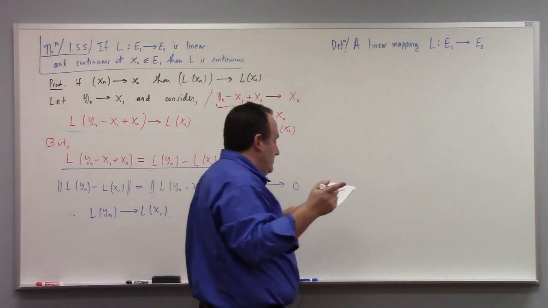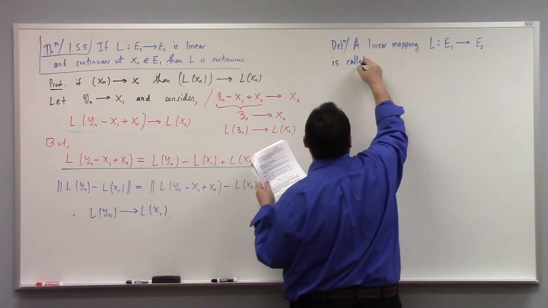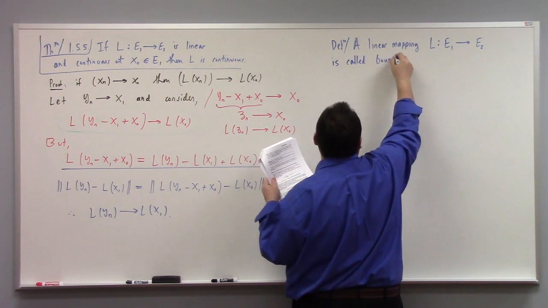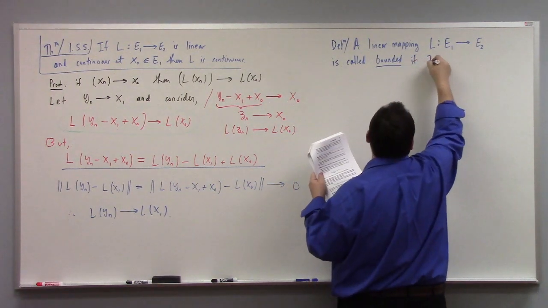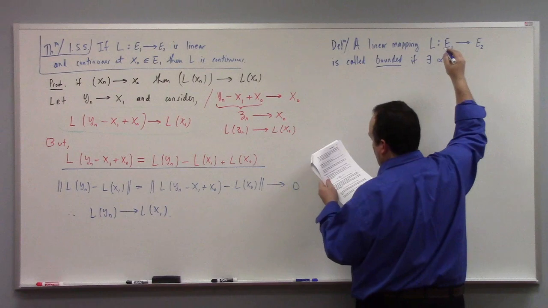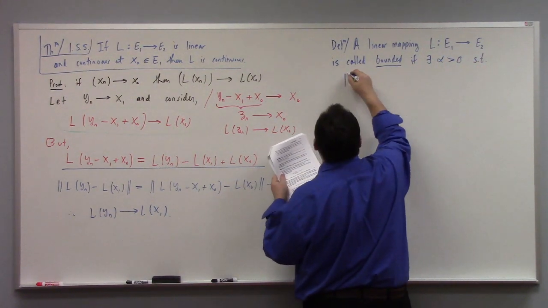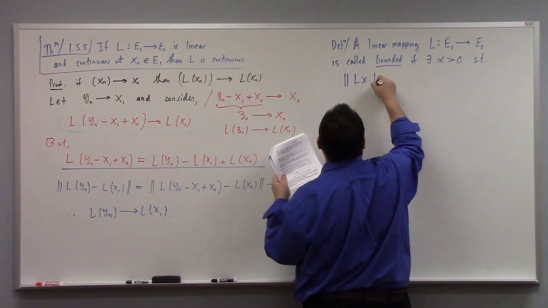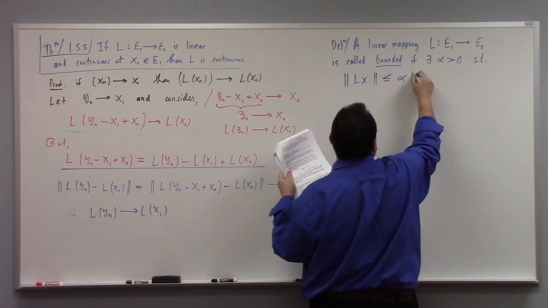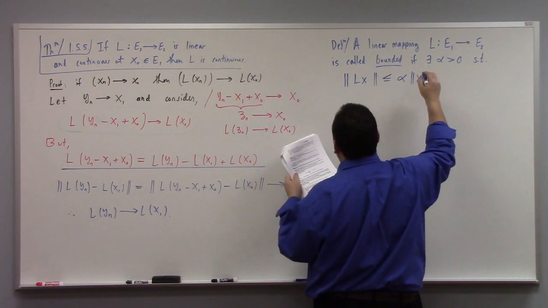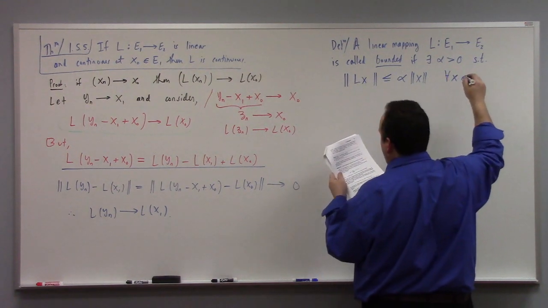So here's the deal. It's called bounded if there exists alpha greater than 0 such that the norm of Lx is less than or equal to alpha times the norm of x for all x in E1.